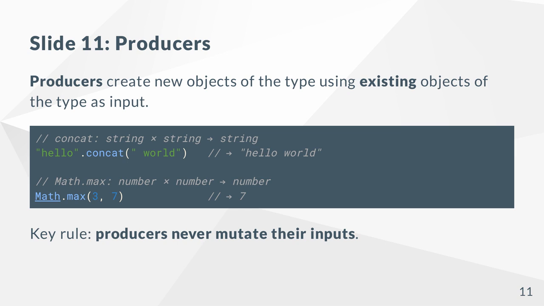The critical rule for producers is that they must never mutate their input objects. They take existing values, compute something, and return something new. If a producer modifies its input, that is a bug. It violates the contract.